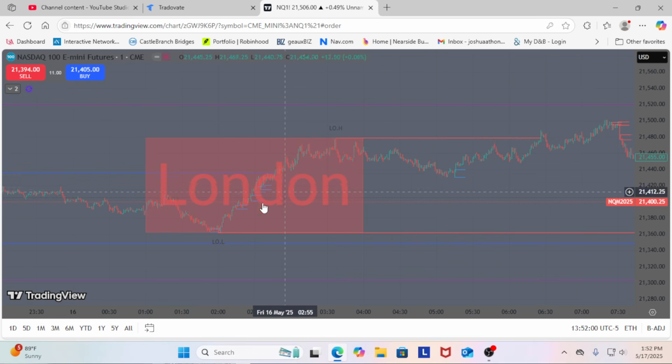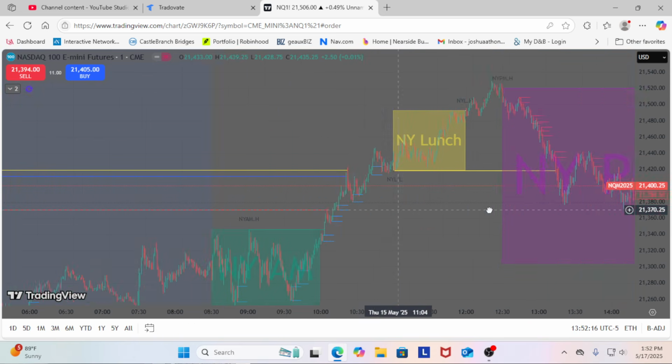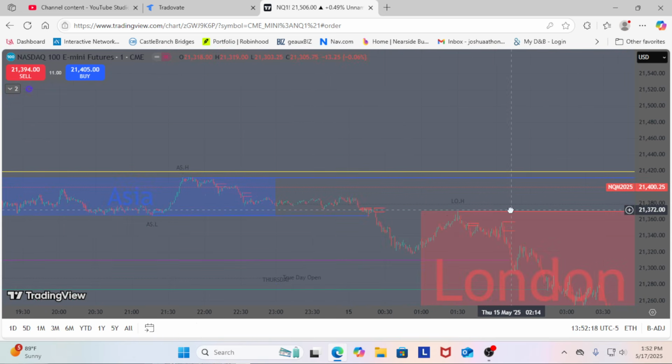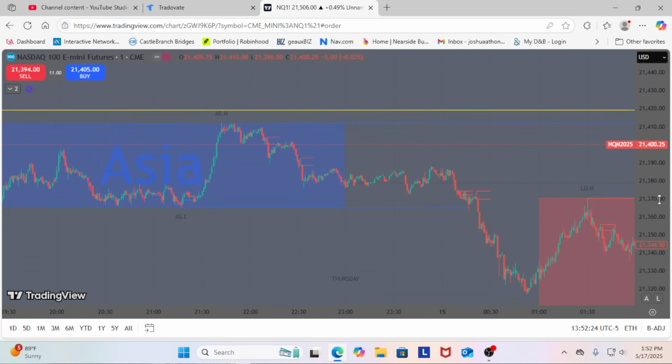Demand, it goes up. You got this low London demand session. Demand area goes up. Look for your true day opens. This is the prior day open from the earlier Asia. If we go back and look, boom. So guys, these are the only two indicators that you need.